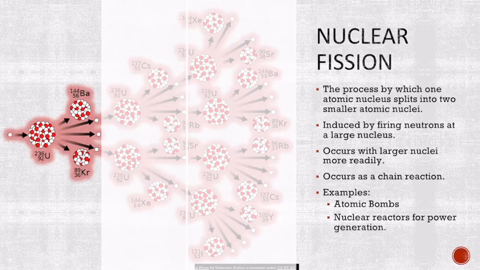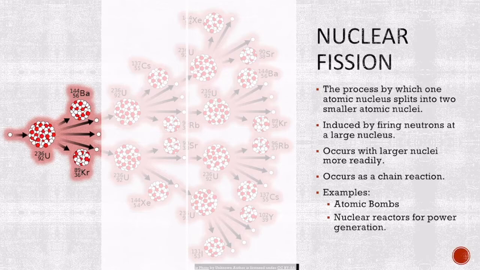And the first one we're going to talk about is nuclear fission. This is the process in which one atomic nucleus splits into two smaller atomic nuclei. This can be induced by firing neutrons at a large nucleus, and it usually occurs with larger nuclei more readily because their size makes them somewhat unstable. And remember, in that previous video, we talked about the fact that anything with an atomic number larger than 83 is going to be naturally radioactive. And so it tends to be the larger nuclei that undergo nuclear fission.